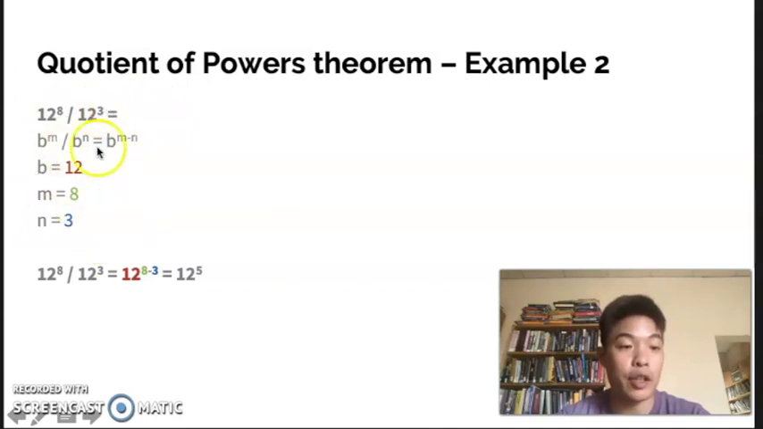Now we fill this equation out by substituting the variables for the numbers represented here. We would get 12 to the power of 8 divided by 12 to the power of 3 equals 12 to the power of 8 minus 3. 8 minus 3 is equal to 5, so we get 12 to the power of 5.